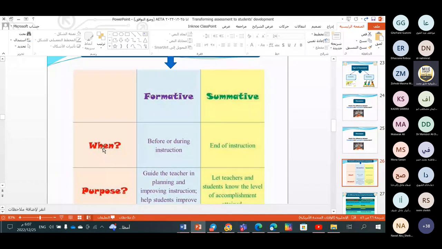If we come to when, for example, when do we make formative assessment, as you said, before or during instruction, while summative is at the end of the instruction, in order to check their final understanding. The purpose of the first kind is to guide the teacher in planning and improve instruction, and also to help students improve their understanding. While the purpose of the second type, which is summative, is to let teachers and students know the level of their accomplishment, their competence, their achievement.